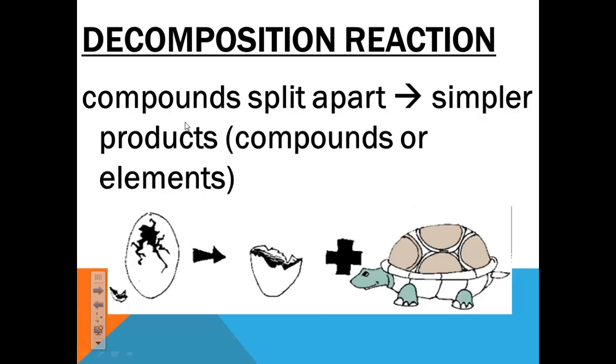The first is a decomposition reaction. This is where compounds split apart to form smaller compounds or elements. To picture a decomposition reaction, think of a truck unhitching from the trailer. You can see that you start with one whole thing, the reaction happens, you can tell the reaction happens by the arrow, and you have two separate elements. So you start with one whole and you end up with two different parts.